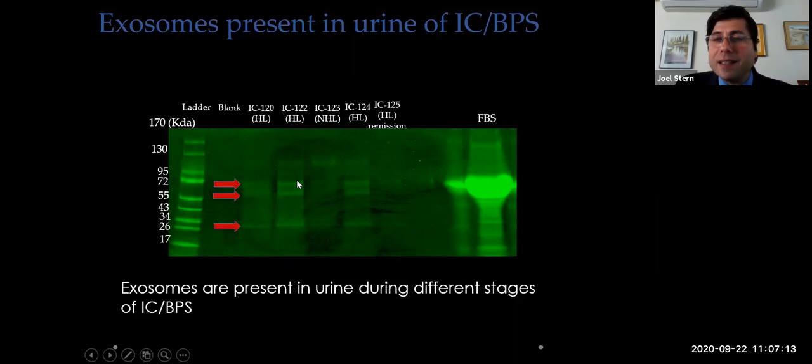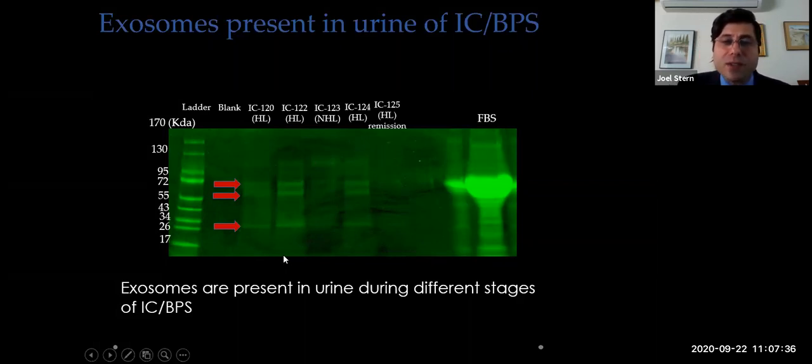And we found the presence of unique bands, unique exosomes that were in the urine of patients that had a significant course of disease. And they had more than several Hunner's lesions present in the bladder. And in patients that were in remission, you see a much lower amount of these bands, the presence of exosomes.